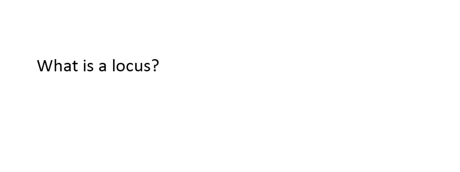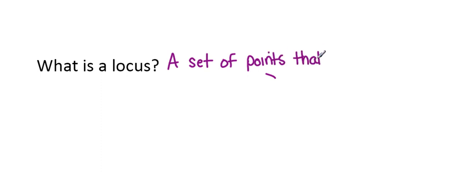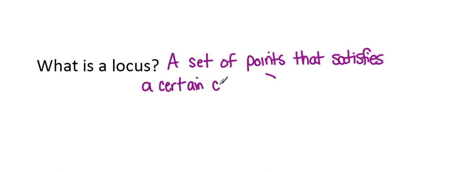So first things first, what is a locus? Simply put, a locus is just a set of points that satisfies a condition or meets a condition. So I'm going to go ahead and say a set of points that satisfies a certain condition. And on Thursday, we're actually going to take a look at this and have more than one condition be satisfied.